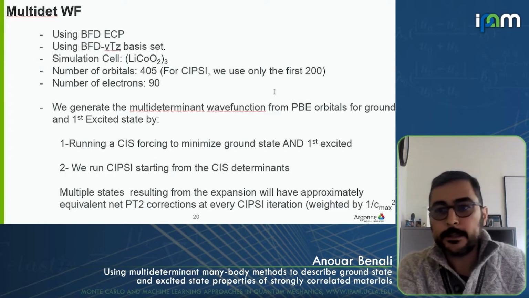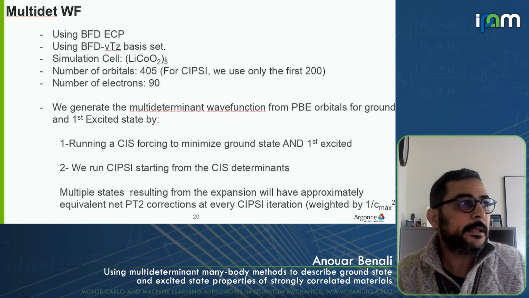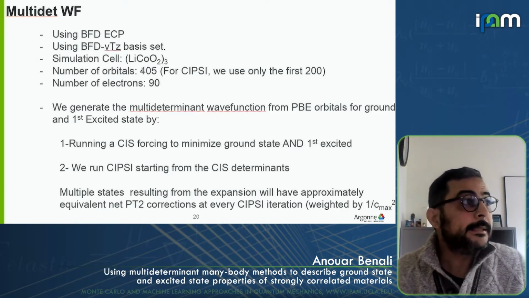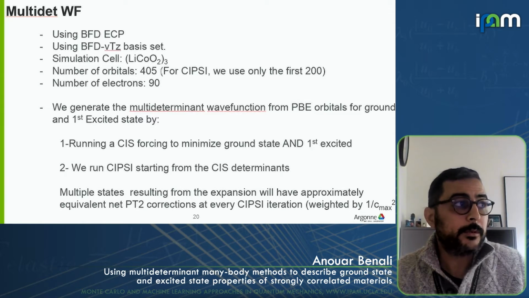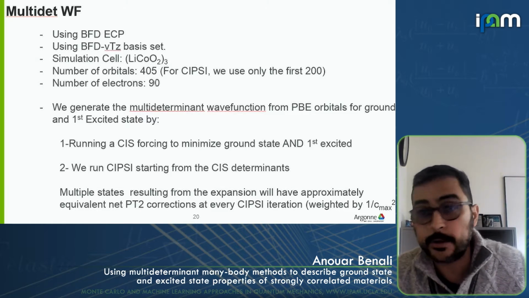So lithium cobalt dioxide is not carbon diamond. So we were limited to a primitive cell that had only 3 times the simulation cell. So this still is about 400 orbitals that we are using. So this is still expensive, and 90 electrons. So imagine doing this for a full CI, and this is what we are trying to do.